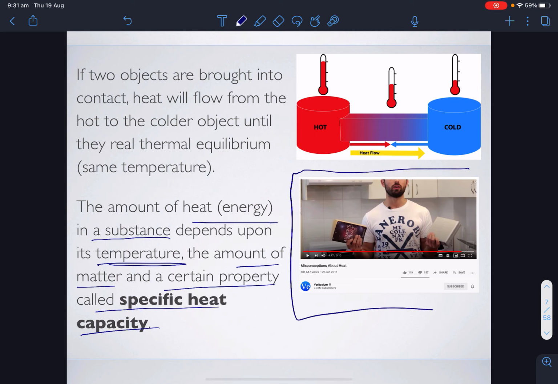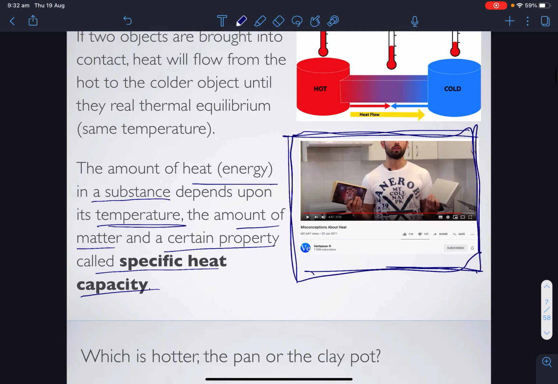I really like this video, a Veritasium one. It's very good, and it explains more about this specific heat capacity and our misconceptions about temperature. It's a very good video.